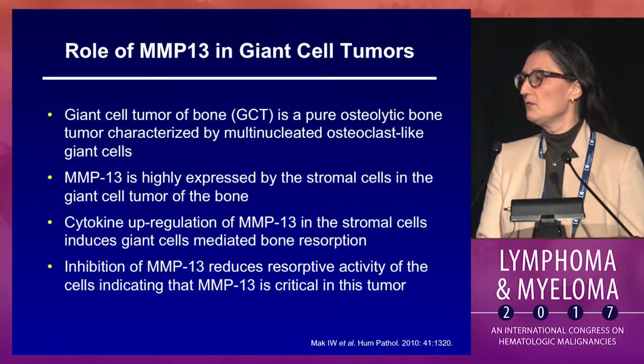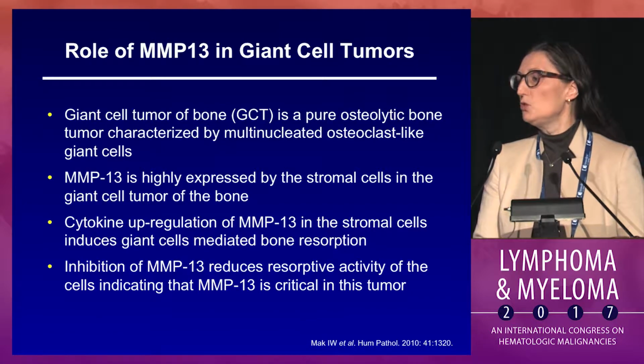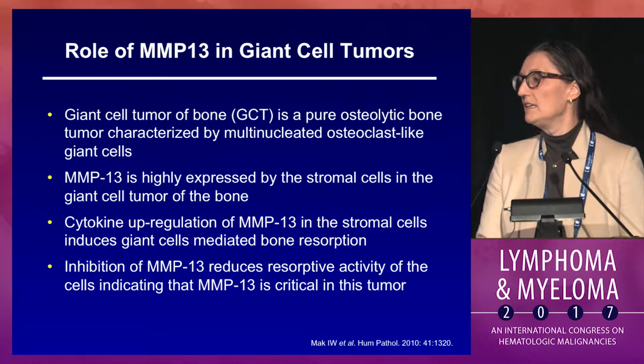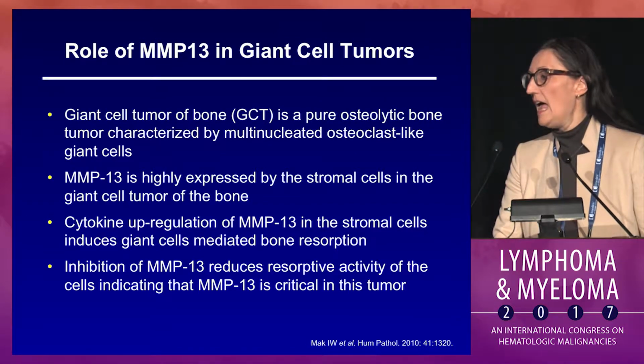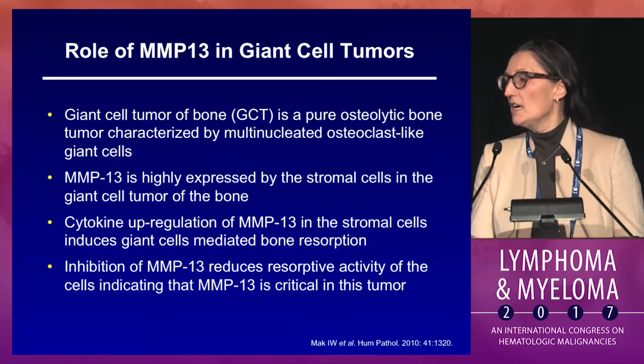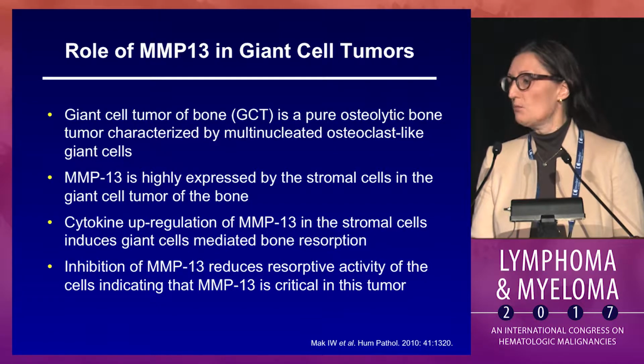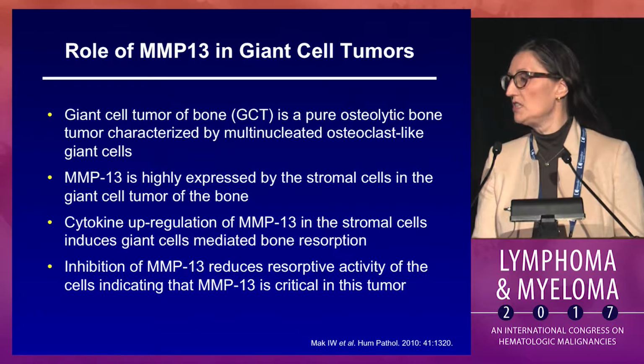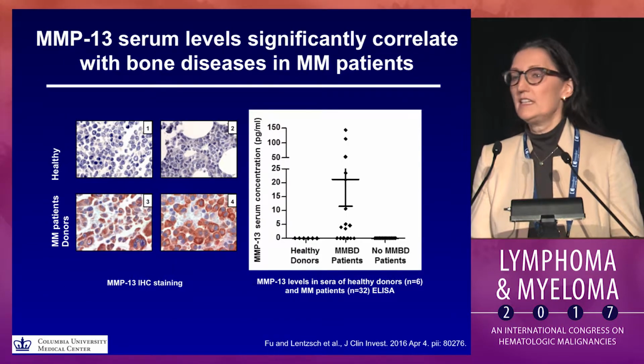What was also interesting for us was the role of MMP13 in giant cell tumors. Giant cell tumors are similar to multiple myeloma. They're characterized by pure osteolytic lesions and multinucleated osteoclast-like giant cells. MMP13 is highly expressed in the stroma cells of the giant cell tumors, and the upregulation induces giant cells that mediate the bone resorption. Vice versa, it was shown that inhibition of MMP13 in the giant cell tumors inhibits the development of lytic lesions.